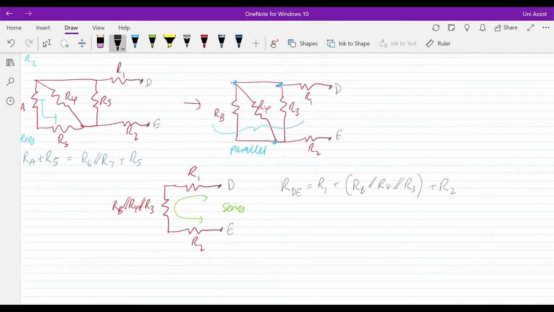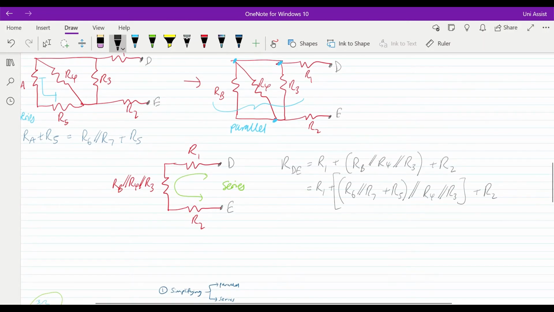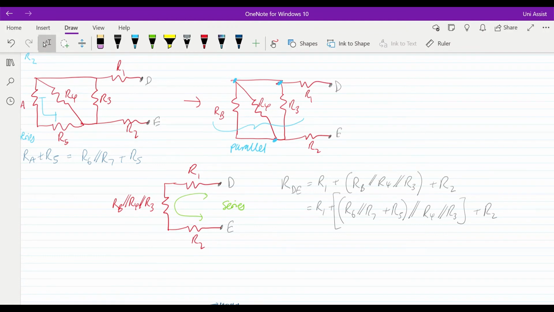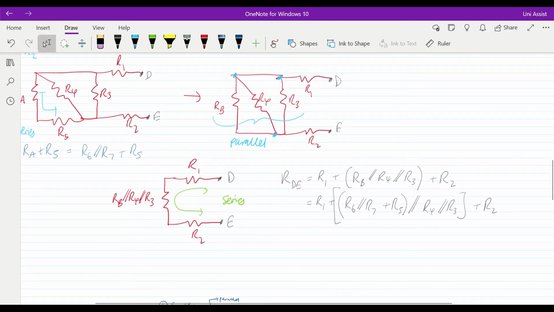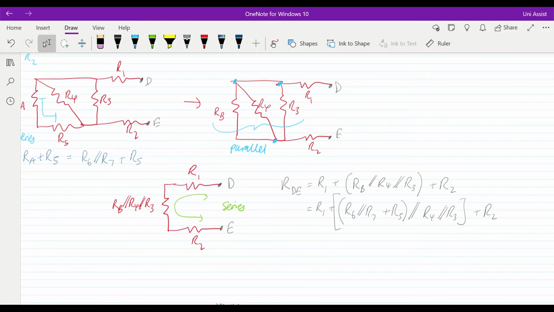Continuing to simplify this, I get R1 plus the value I calculated previously for RB, which was R6 in parallel with R7 plus R5, and all of that will be in parallel with R4, R3, plus R2. Having to algebraically simplify this is fairly complicated, so we'll leave it like this. But if you are given numerical values, you can simply sub these into your calculator.